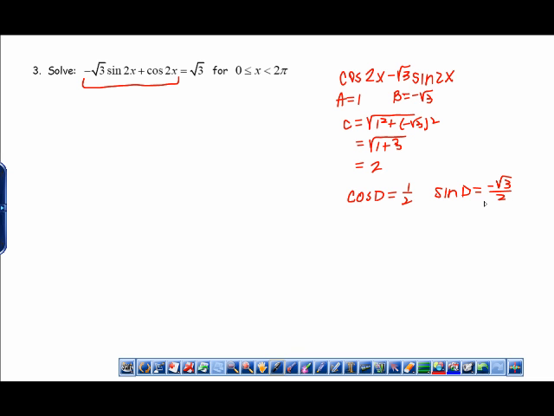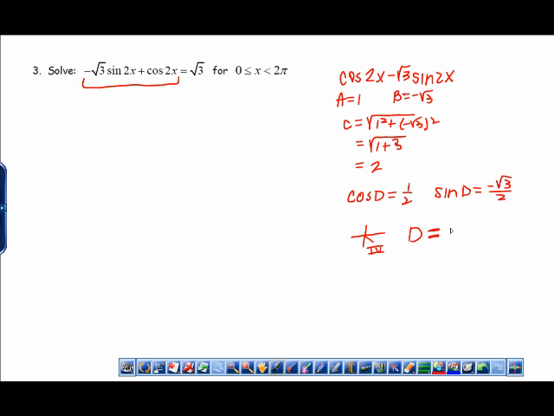Let's think about what quadrant we should be in. If cosine's positive and sine is negative, that's quadrant 4. So d should be in quadrant 4. And then let's think about what the reference angle is. You can use either one to figure out the reference angle is 60. And so that would be pi over 3.